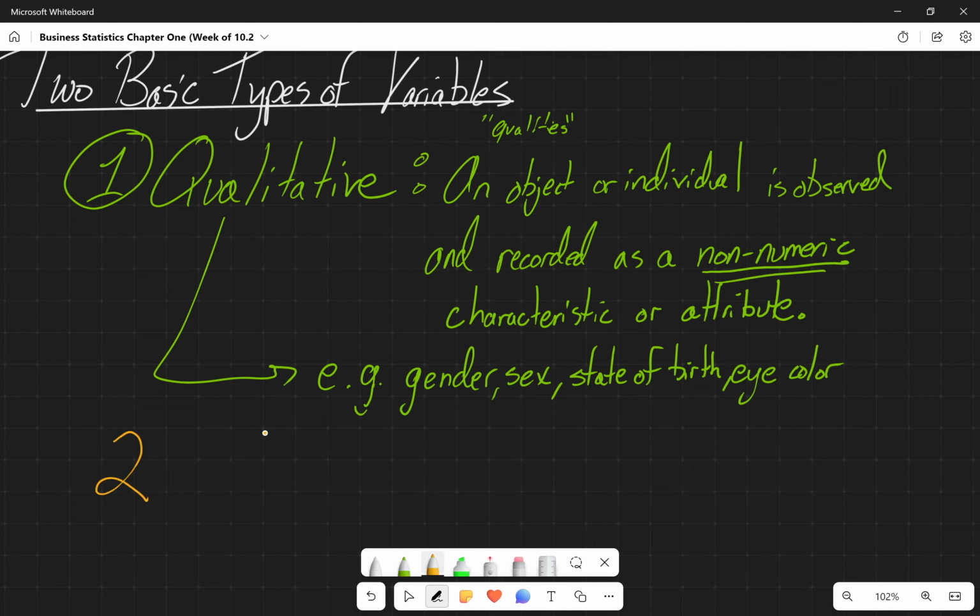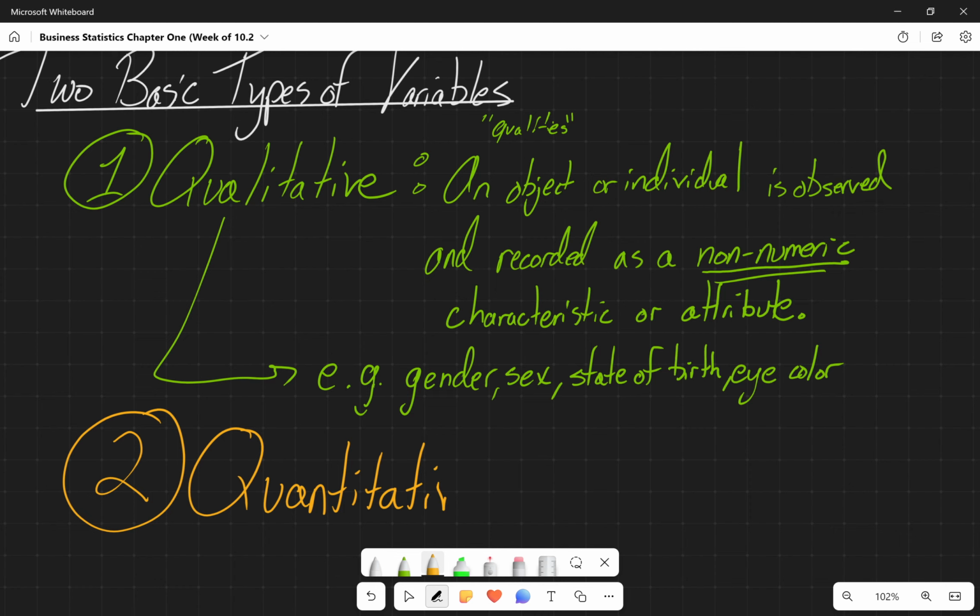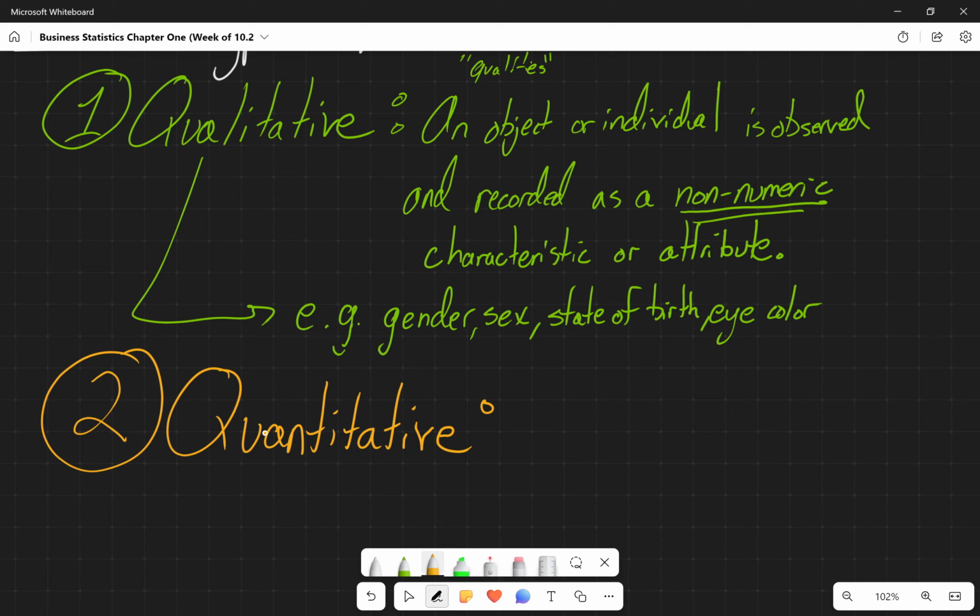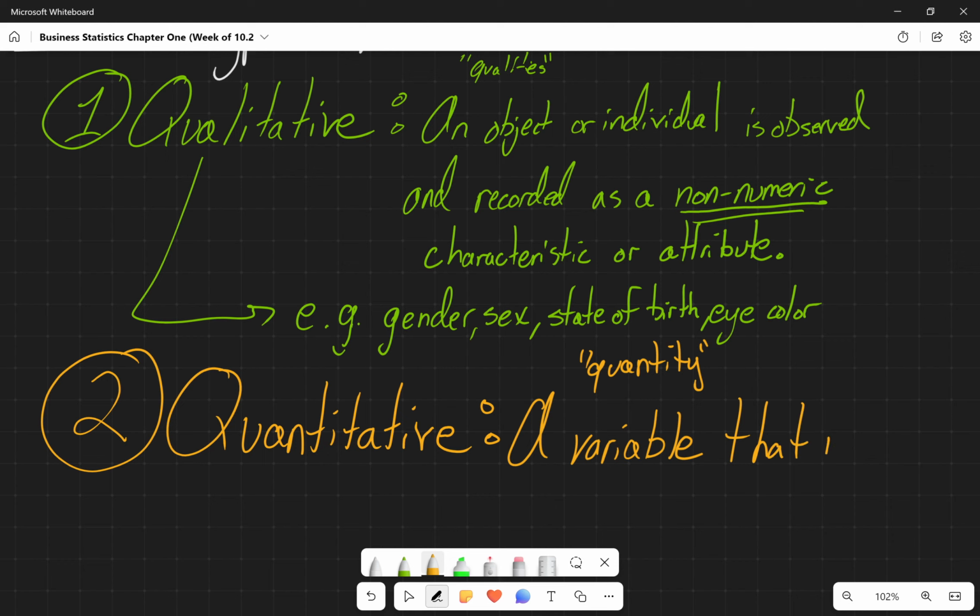Contrast that to quantitative. If qualitative does not have to do with numbers, then you guessed it, quantitative is a variable that represents a quantity, right? So it's a variable that is reported numerically.